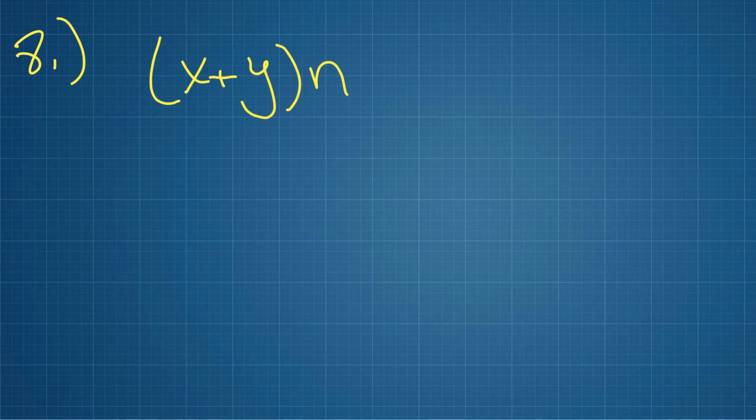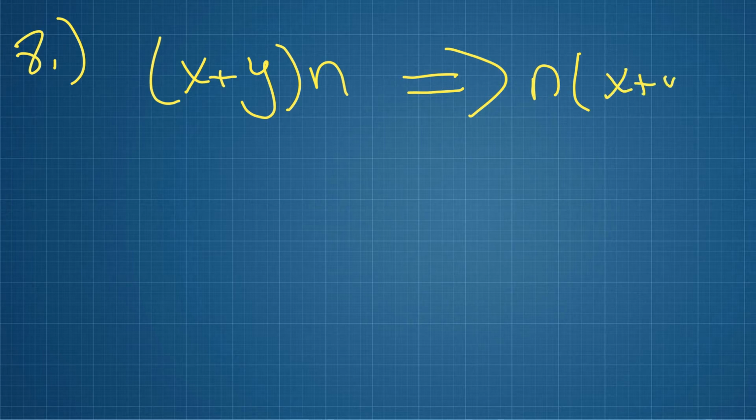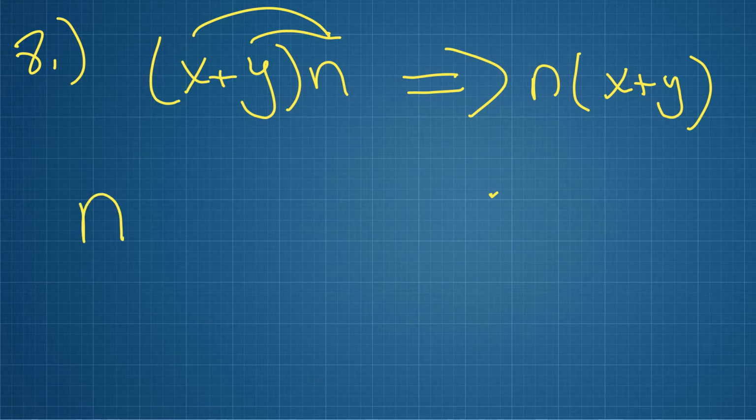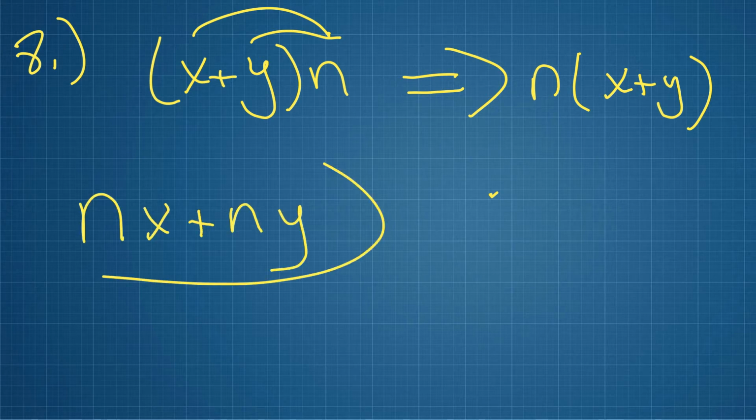The quantity x plus y times n. If you don't like that, you could write it n times the quantity x plus y, but I'm not going to write it that way, but you could. But really, n is the pizza delivery guy, so you end up with nx plus ny, and you're done.